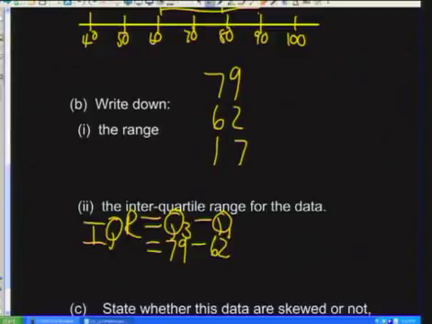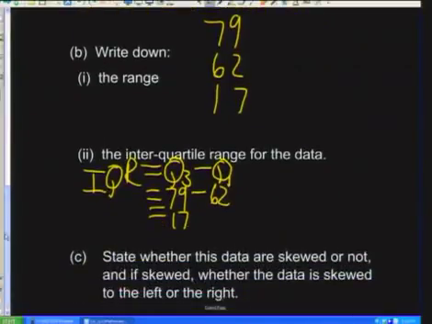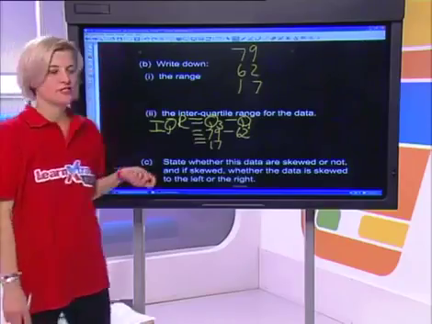17. There we go. So my interquartile range is 17. And then quickly, the last question asks me, state whether the data is skewed or not, and if it is skewed, is it skewed to the left or to the right?